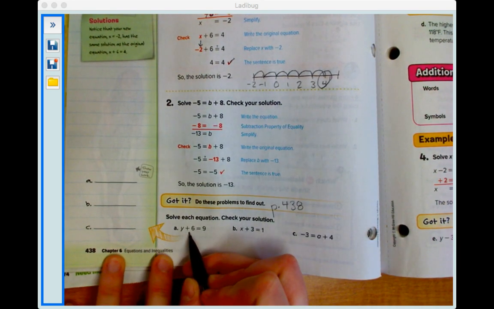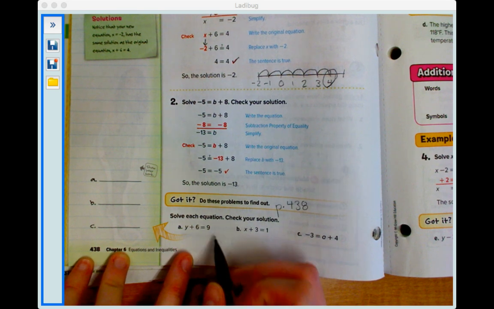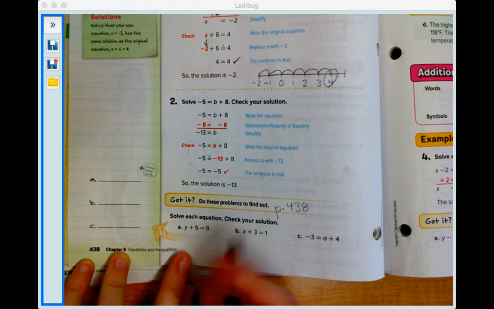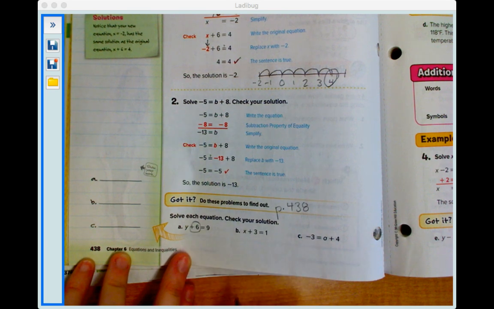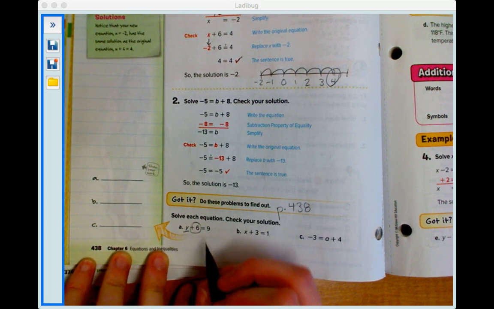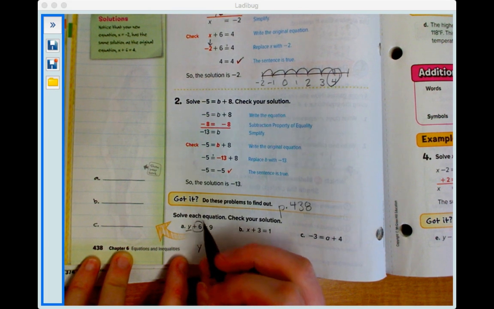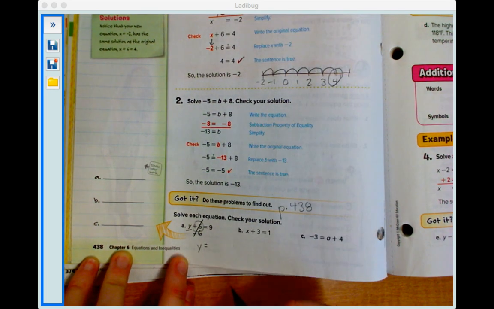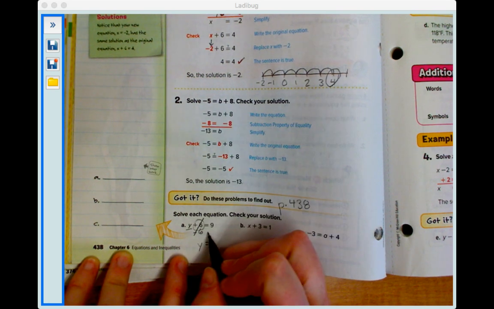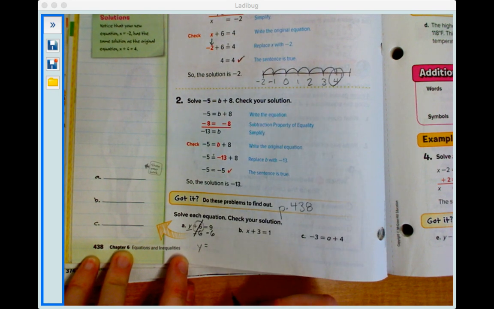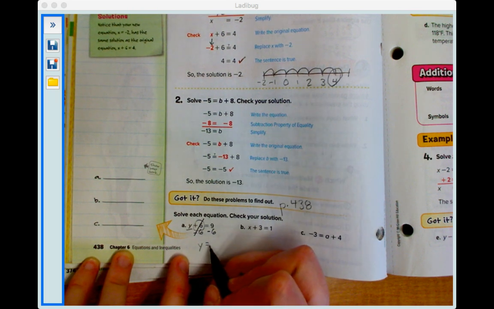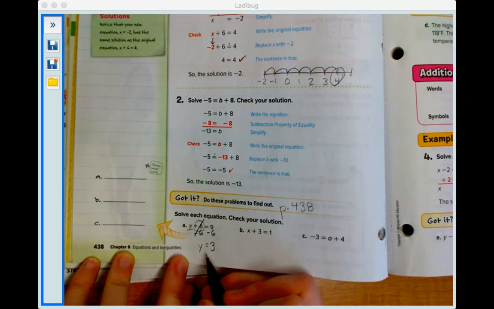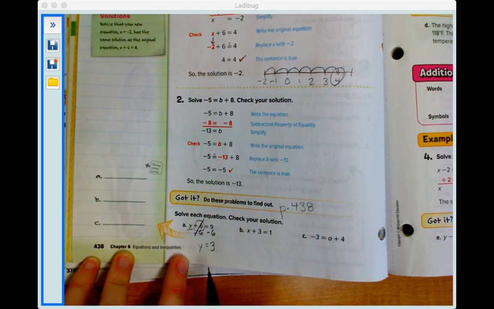So y plus 6 equals 9. What you're going to do here is you're going to get rid of this lovely 6 here to make y by his lonesome. So we want to end up with y down here. So we're going to subtract 6 from this side so that you get 0. And whatever you do on this side, you must do to the other side of the equal sign. So 9 minus 6, we know that that equals 3. So y equals 3.